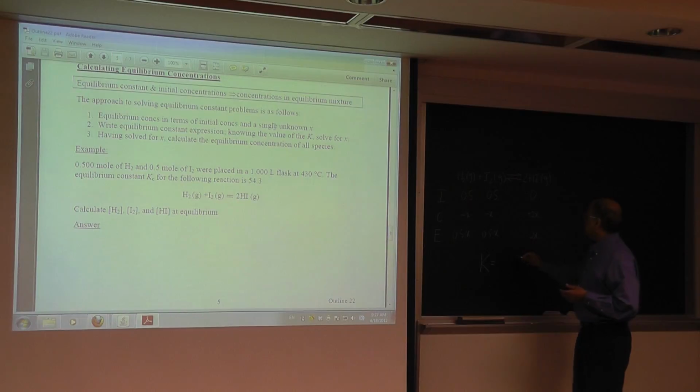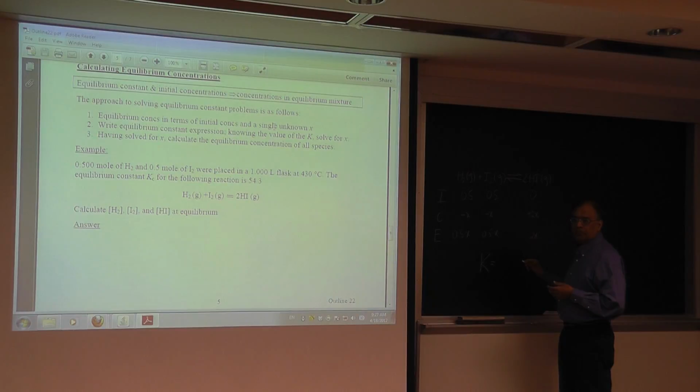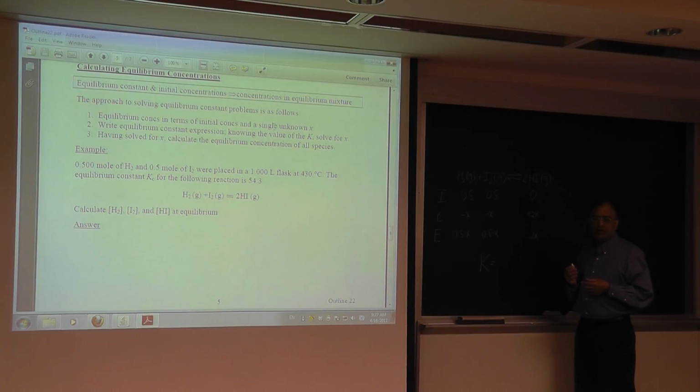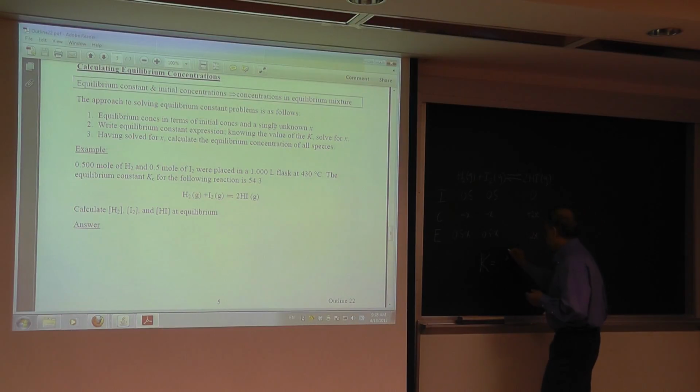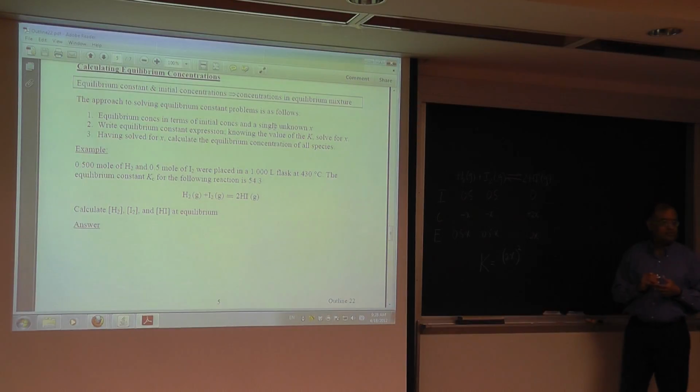So what is going to be in the numerator here? 2x. Wait, are we going to do it by mole? Is it 2x over 1? For molarity? Because this isn't moles, right? It seems like changes in molarity. What is in the numerator here? 2x squared. Is it a problem that it's at 430? That's an extraneous piece of information. You have to know what is pertinent and what is not pertinent to the problem.